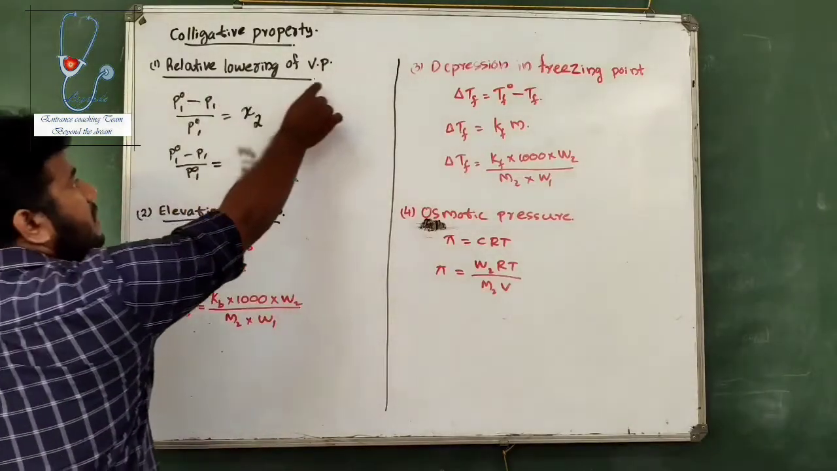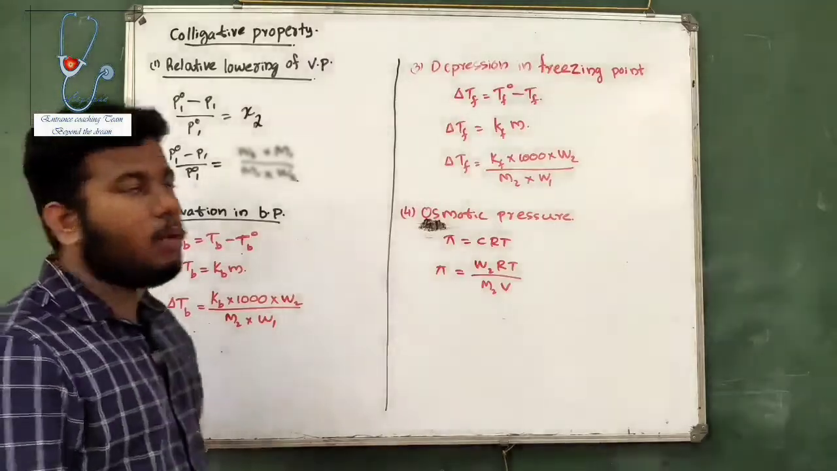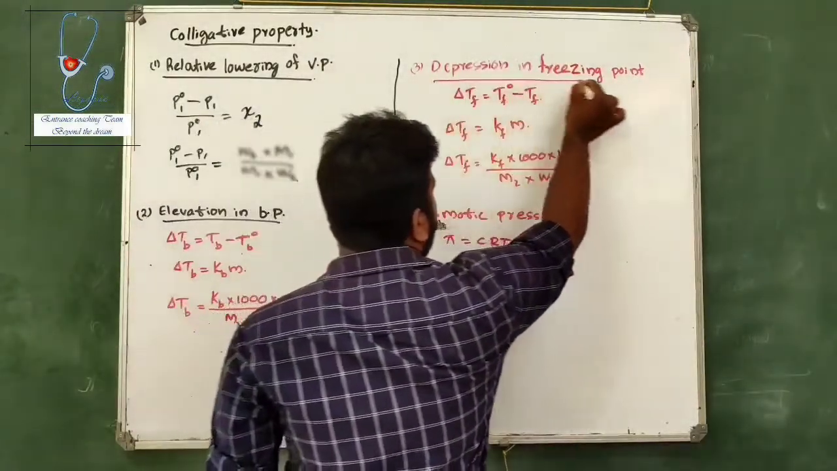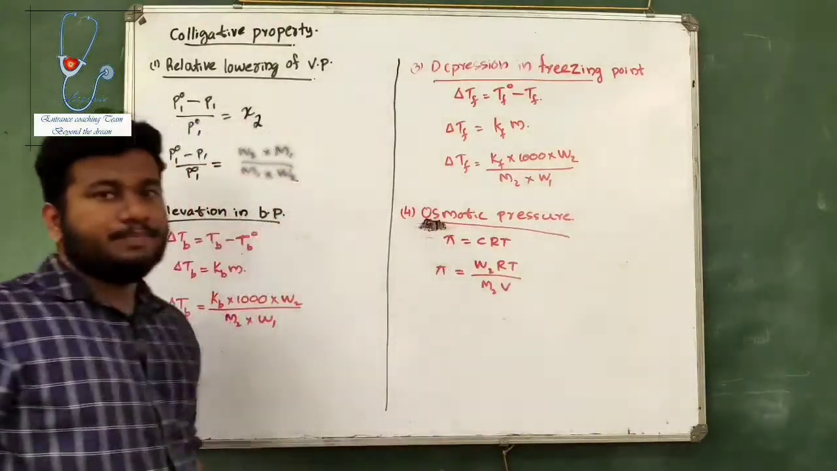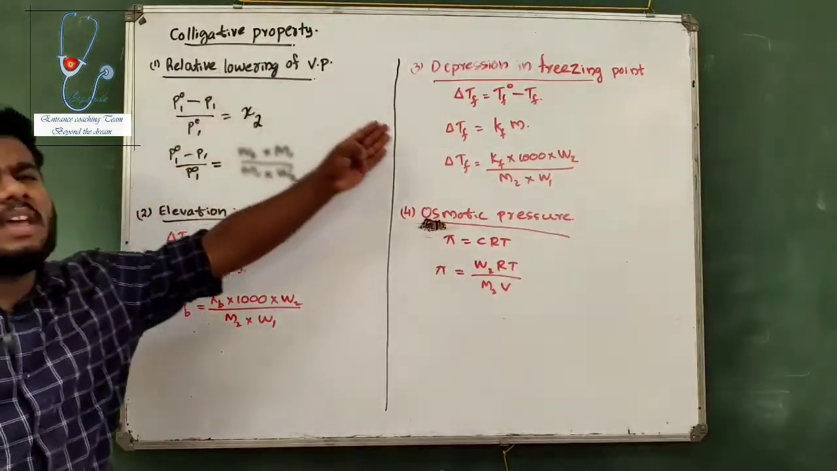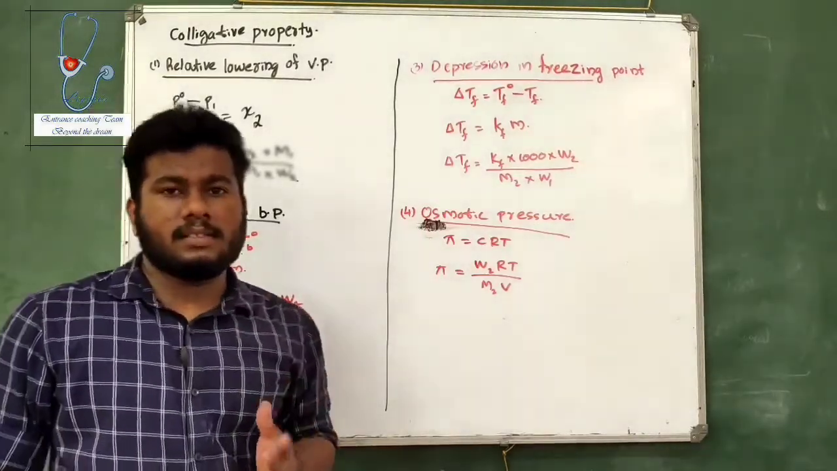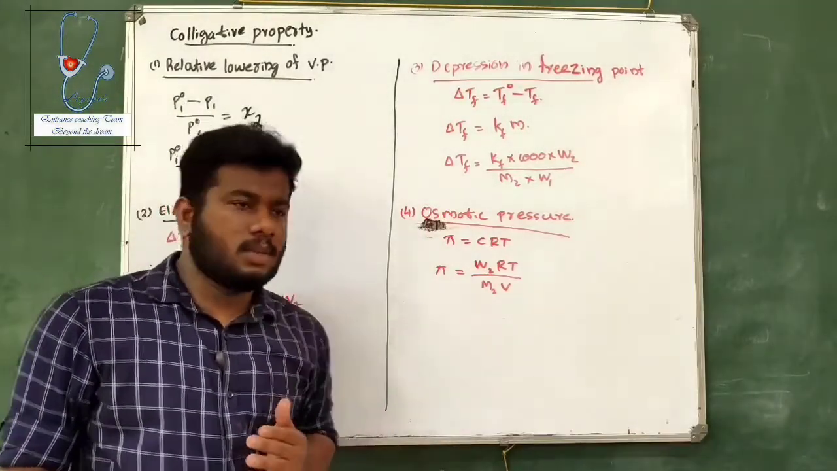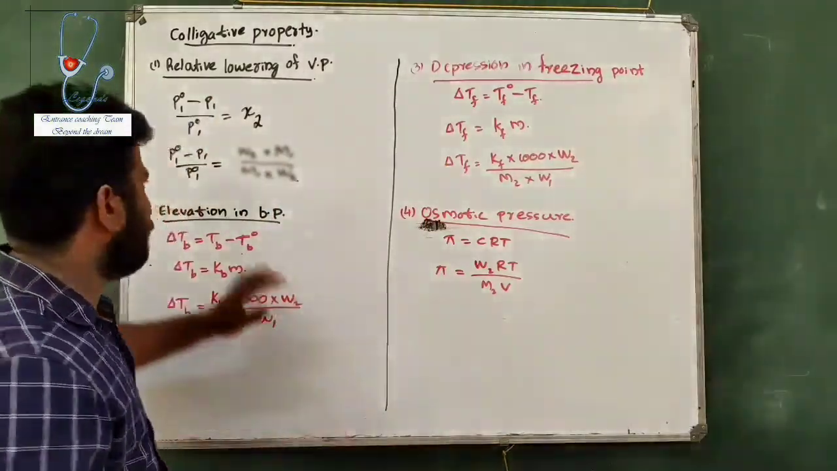First one, relative lowering of vapor pressure. Second one, elevation in boiling point. Third one, depression in freezing point. Fourth one, osmotic pressure. And these are very important for your classes and your entrance exams. Okay, first one, relative lowering of vapor pressure.